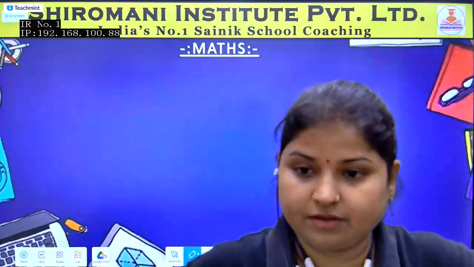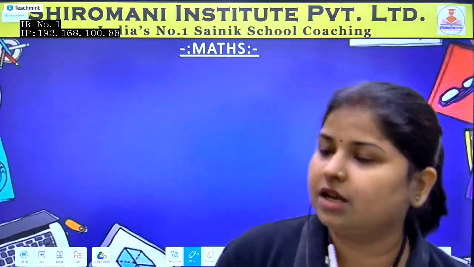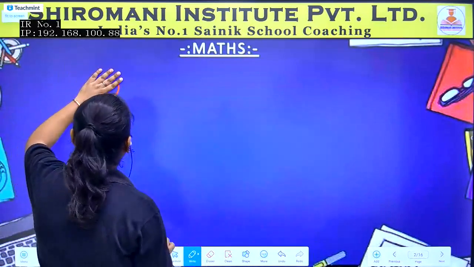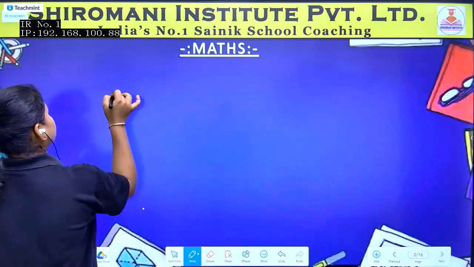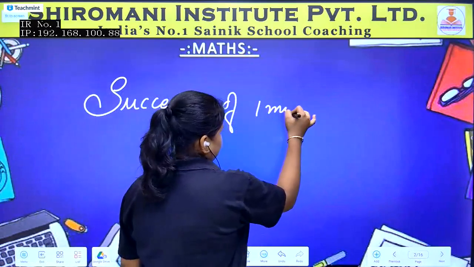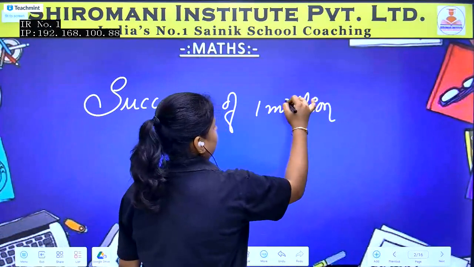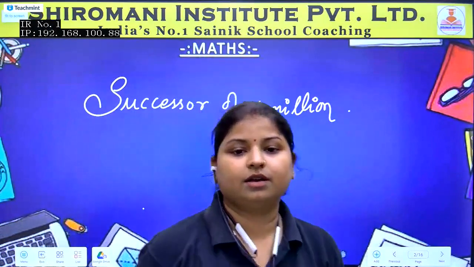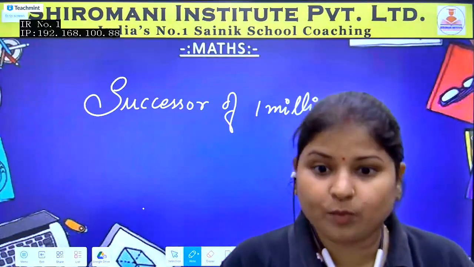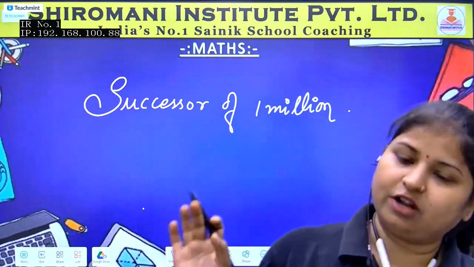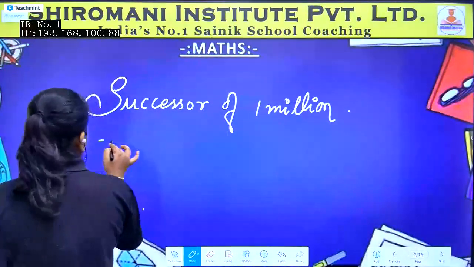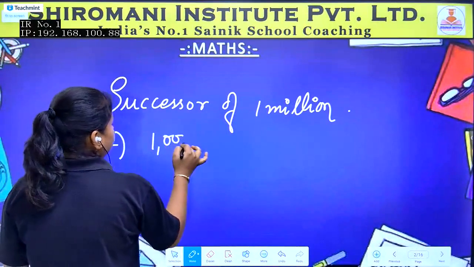The test that you have given, when I went through the test, one question was the successor of 1 million. Due to human error, the answer for this question in the class test was marked as 2 million, but the answer is not 2 million.